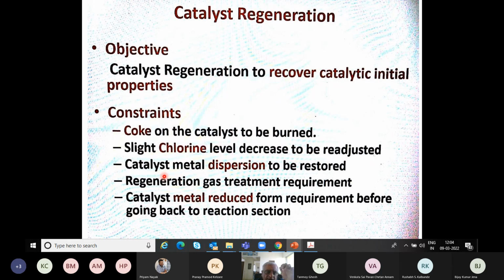The platinum on the catalyst tends to get agglomerated because of the heat that it sees because of the hot gases. So the metal has to be redispersed and it has to be restored.